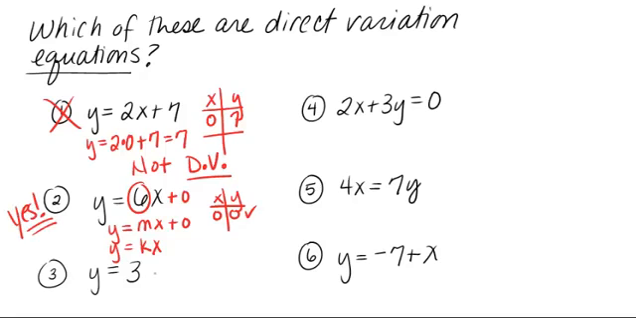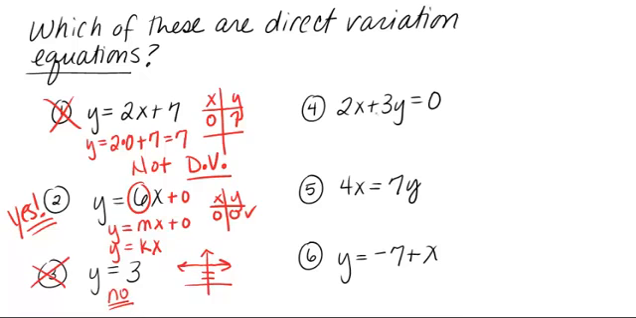If you look at number 3, this, remember, is the line y equals 3, which hits the y-axis at 1, 2, 3, so it's a horizontal line that goes through the y-axis, and it does not have the point 0, 0 on it. So just by thinking about the graph, you know this is not direct variation. So this one is no.